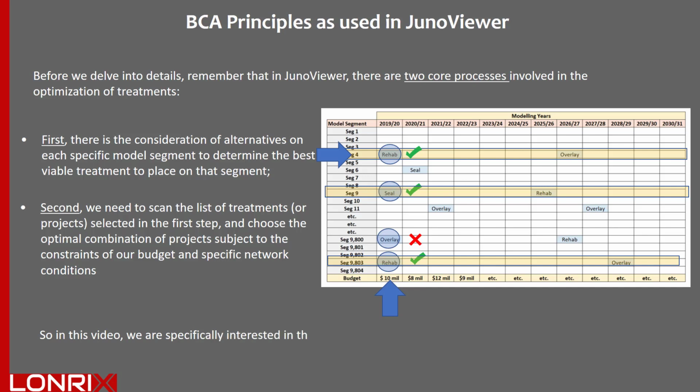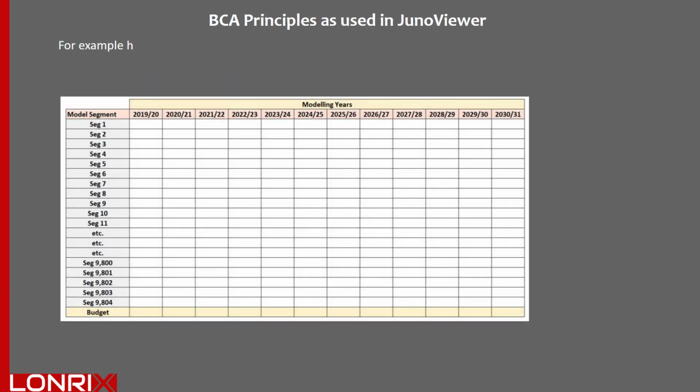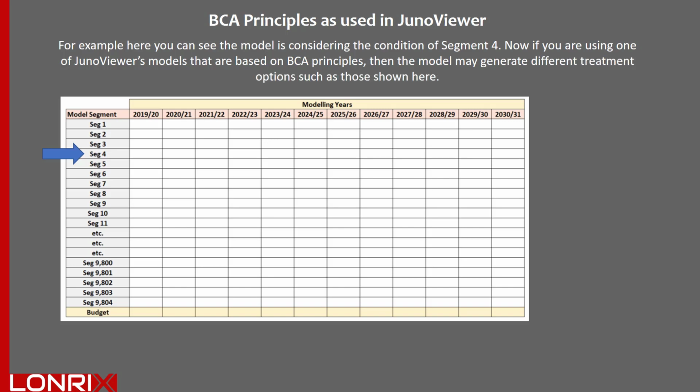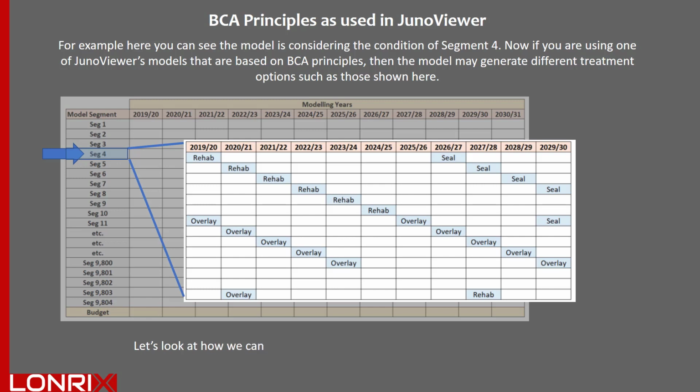So in this video, we are specifically interested in the first process, in which we are looking to apply benefit cost analysis principles to select the best treatment option for each modeling segment. For example, here you can see the model is considering the condition of segment 4. Now, if you are using one of JunoViewer's models that are based on benefit cost analysis principles, then the model may generate a set of different treatment options, such as those shown here. Let's look at how we can use benefit cost analysis principles to pick an optimal treatment amongst this set of options.